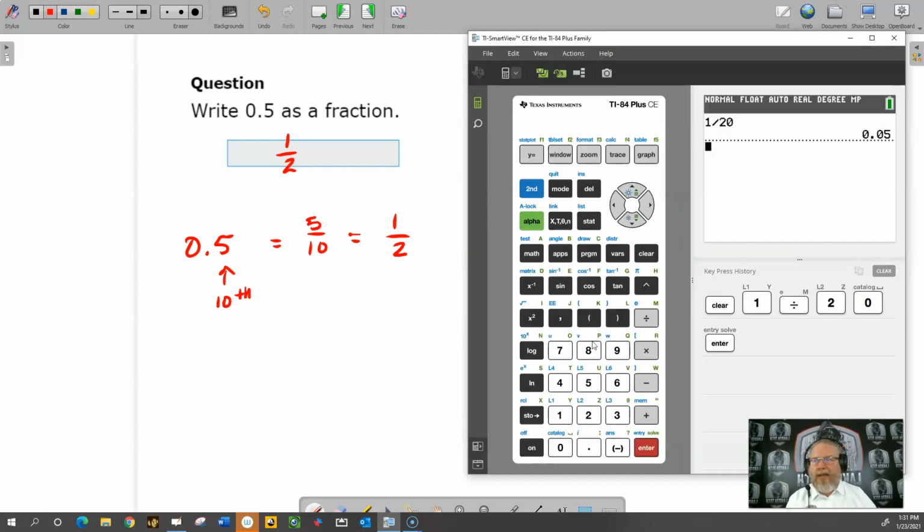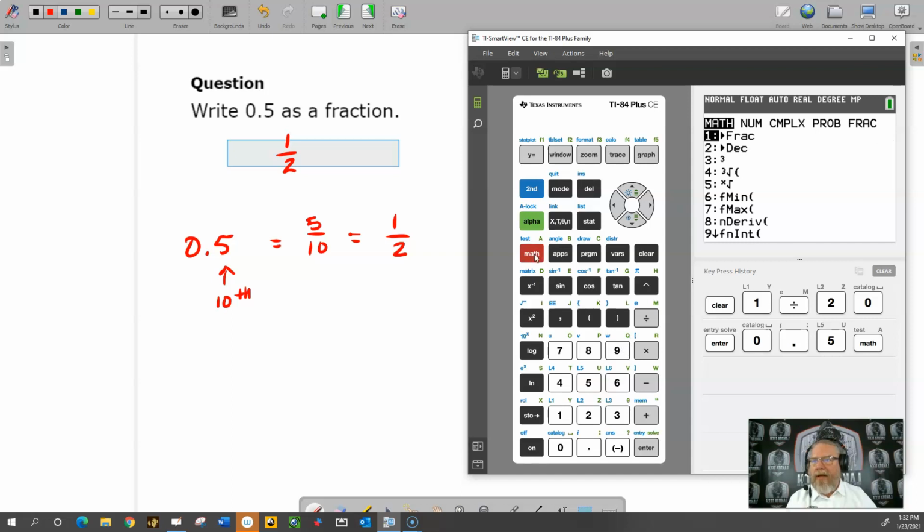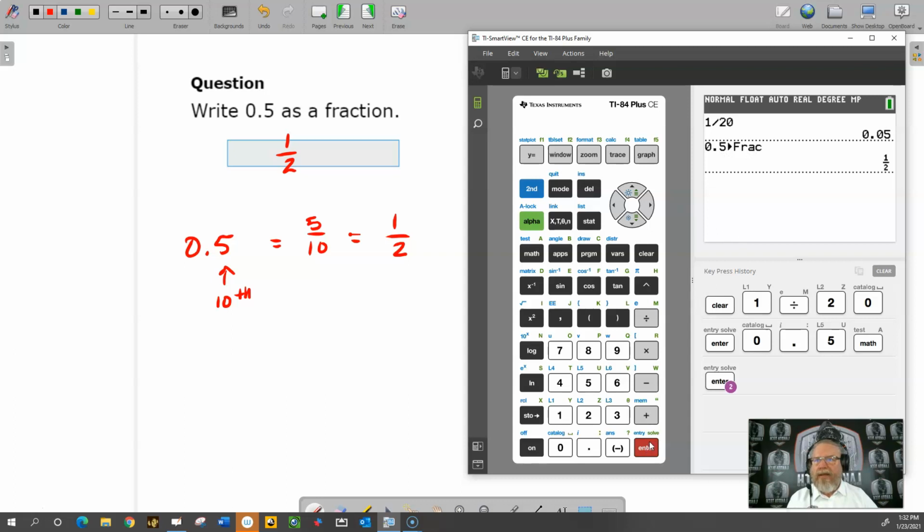If we put 0.5 into our calculator here, and then we go to the math button and click on this math button here, notice that the first thing says fraction. It's already at 1, so we'll just hit enter. And it's saying take 0.5, make it a fraction. So we'll hit enter, and you see there it equals 1/2. So you can also use a calculator to convert decimals over to fractions.